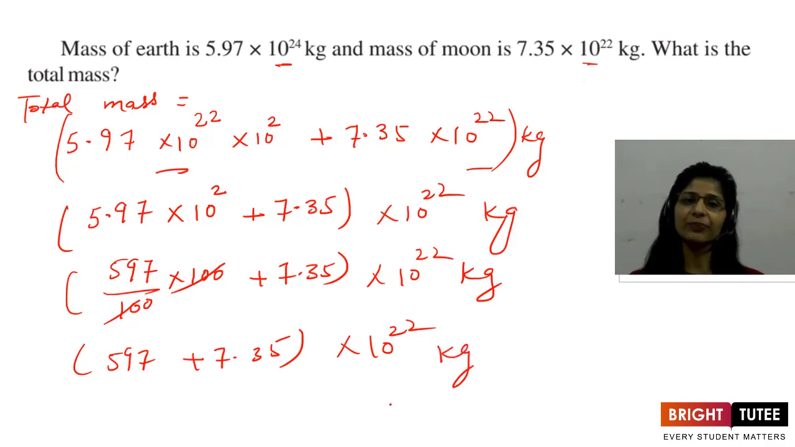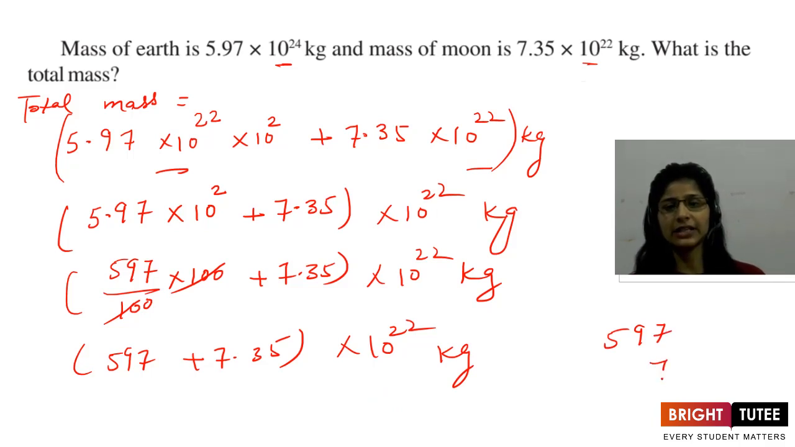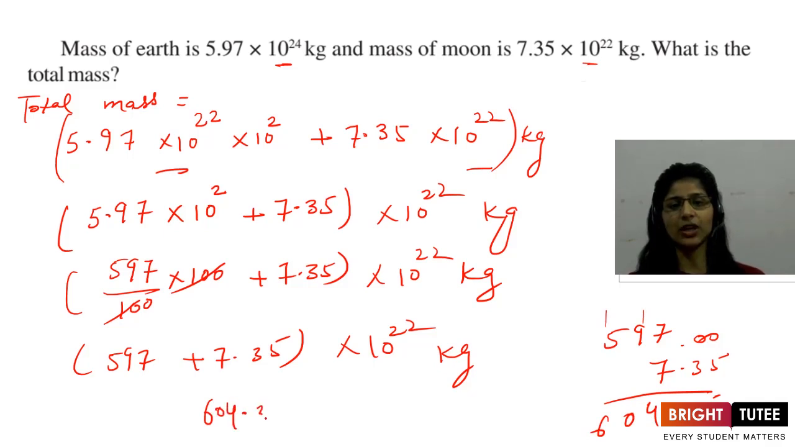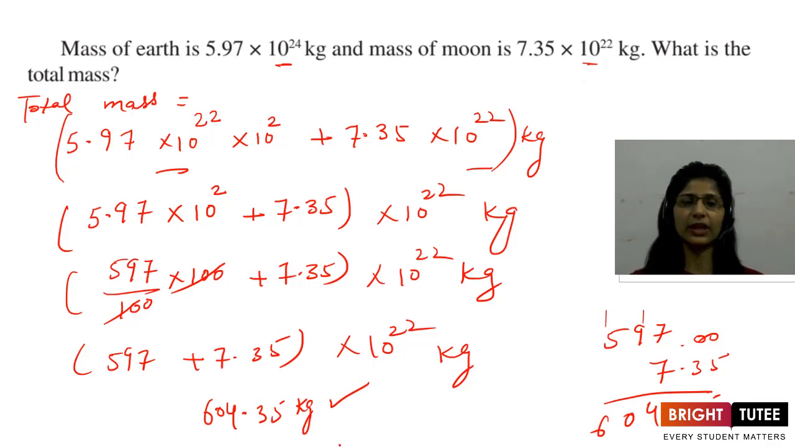So can we add them? Yes, we definitely can add them. 597 and 7.35. 7 and 7 is 14, 9 and 1 is 10, 5 and 1 is 6. So we have 604.35 kilogram. Okay, so this is how we compare or how we add them. Whenever addition is asked, you just have to make the power same. So we did it 10 to the power 22, that came up.